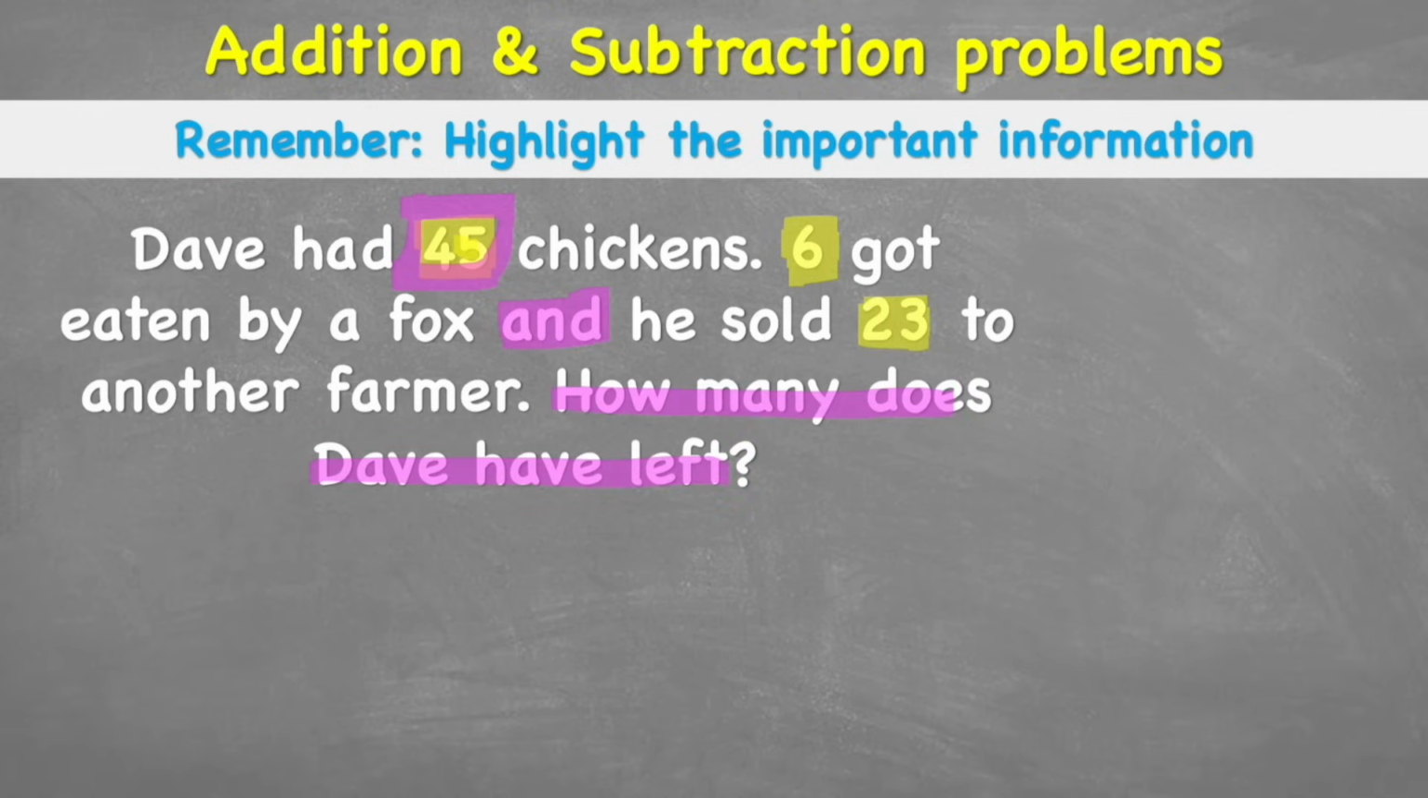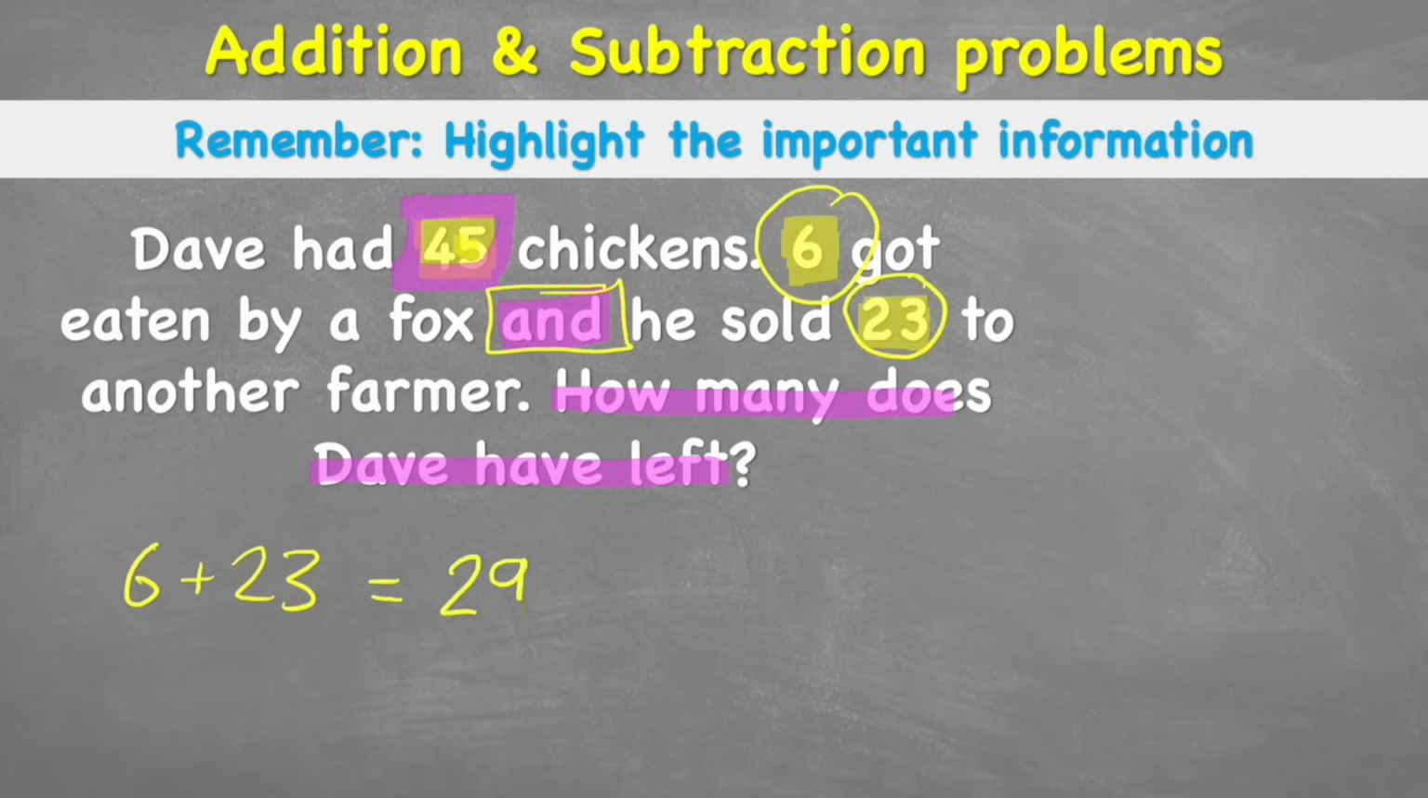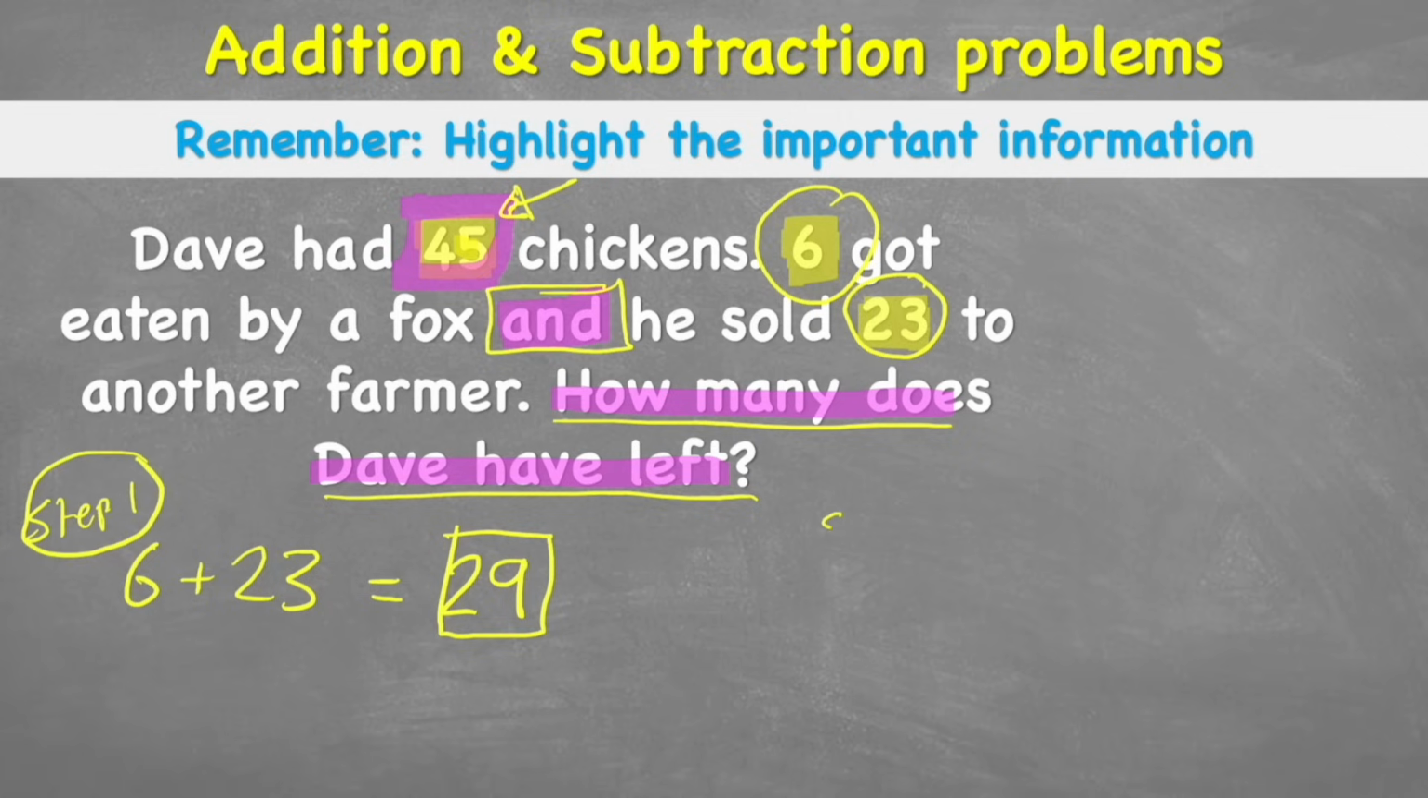So we actually have two parts to this question. In our first part, we're going to work out how many chickens are no longer with him, and that's going to be our 6 and our 23, and we're going to add those together because of this "and". So we have the first question of 6 plus 23, and I'm going to do that in my head and get to 29. So Dave has lost 29 chickens, but he started with 45, and it wants to know how many he has left. So this was step 1. Now we need to do step 2.